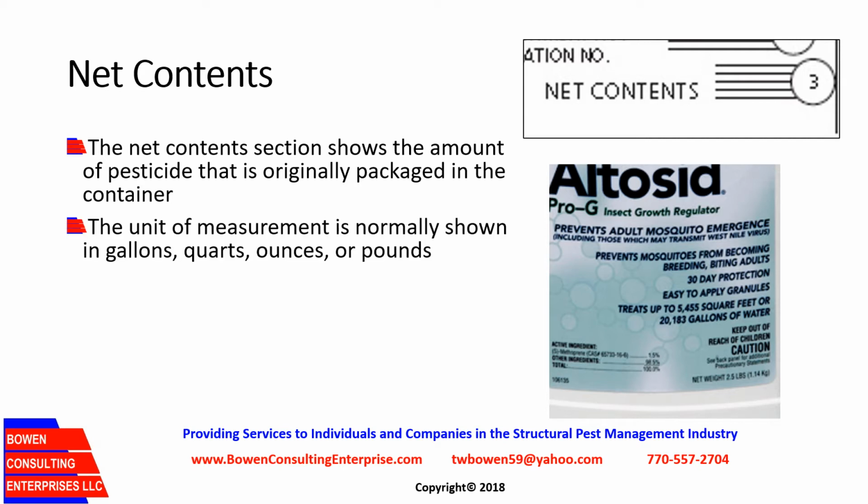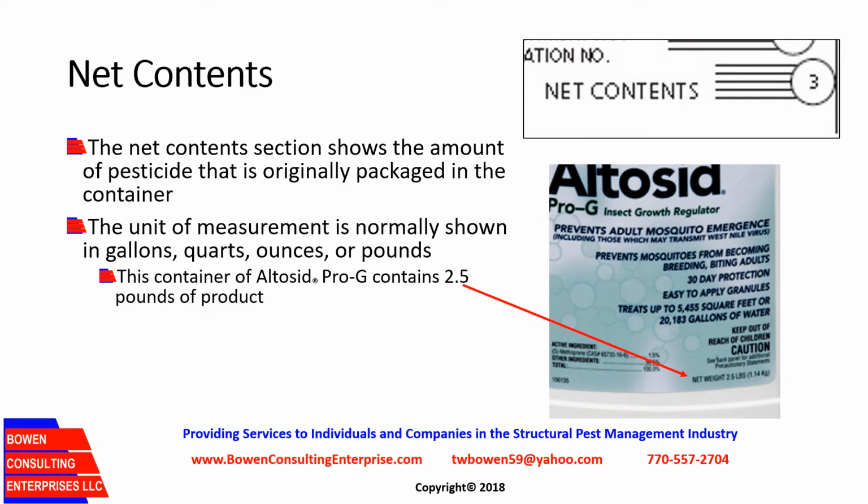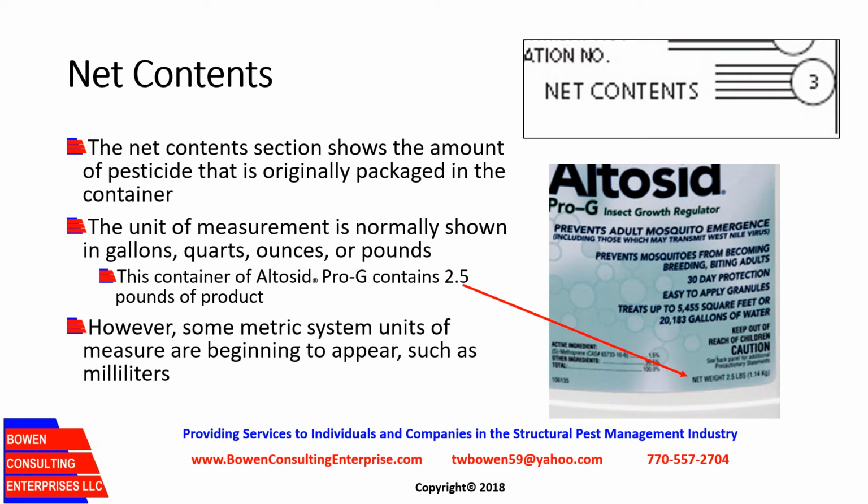Liquids are normally shown in gallons, quarts, ounces, or pounds. Dry formulations are normally expressed in ounces. This container of Altosid Pro G contains 2.5 pounds of the product. Some pesticide containers express their contents using metric system units of measure such as milliliters.